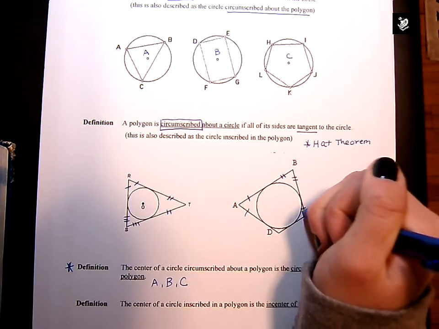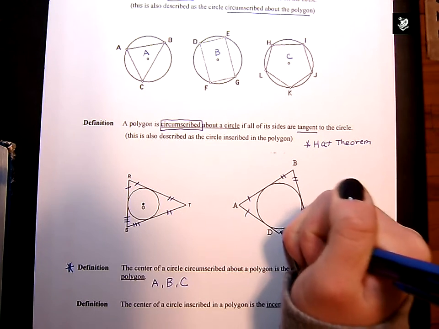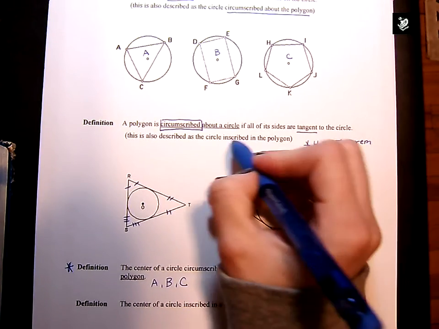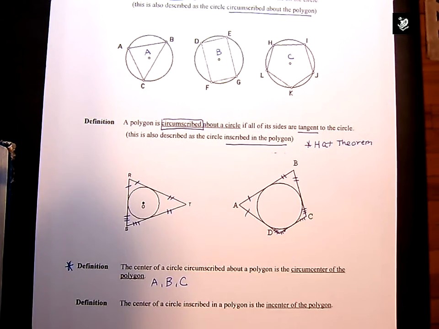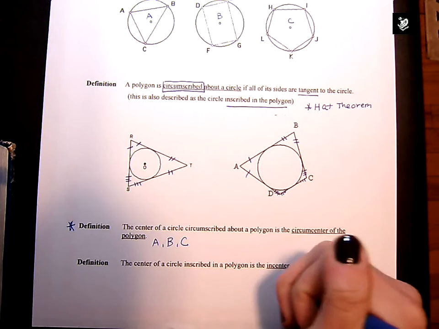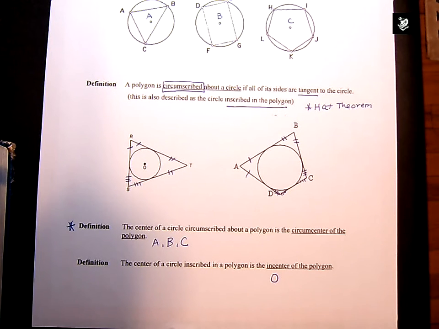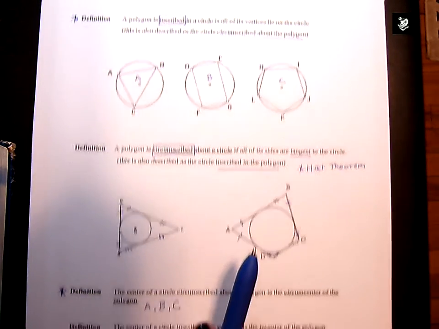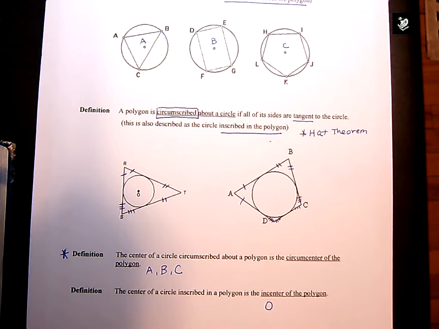Now, again, just like above, if I was to say that the circle is inscribed in the polygon, those two mean the exact same thing. When we have a polygon circumscribed about a circle, we call that center, for instance O, the incenter of the polygon. So the name of the center depends on which figure is inside which. Remember, inscribed, the figure is in the circle. Circumscribed, the polygon is around the circle.